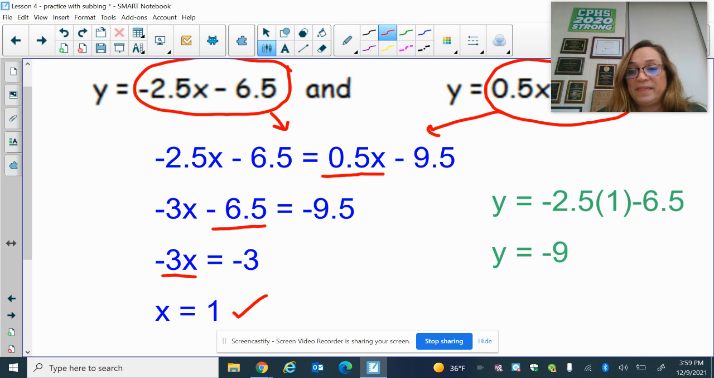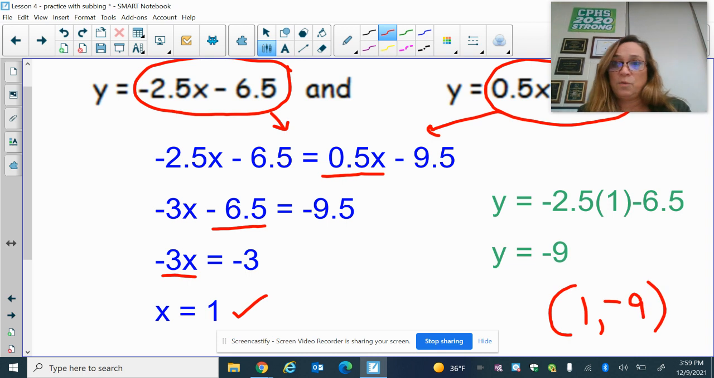Don't stop with x because it's sort of like going on a date by yourself. All right, you're all alone, you need a partner. So you just take the answer you got for x and you substitute it back into either equation, and then you get your y. So it's sort of like for every x, there's a y, okay?